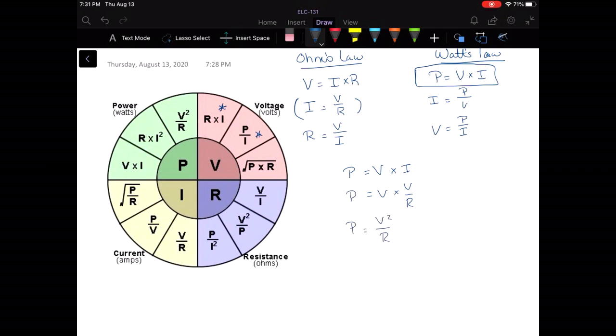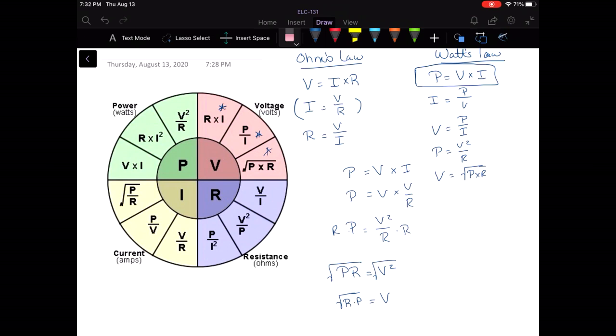And if we solve for V, we would multiply both sides by R. And then if we take the square root of both sides, we get V equals the square root of P times R. Actually, I said that backwards, didn't I? And that's the equation there. Okay, so let's add another equation here. P equals V squared over R, and V equals the square root of P times R.